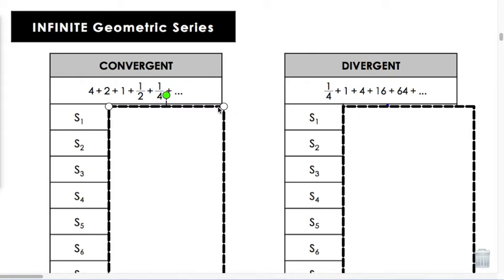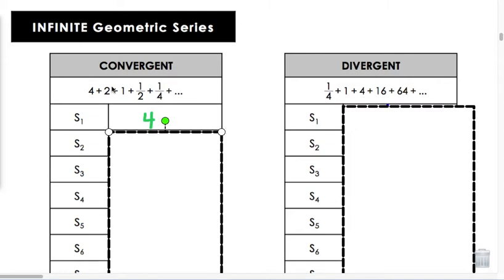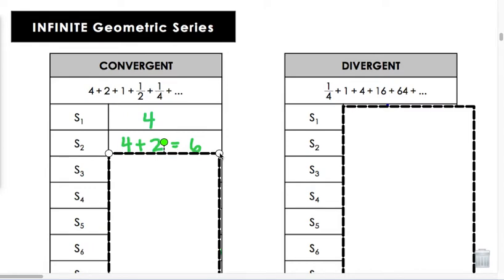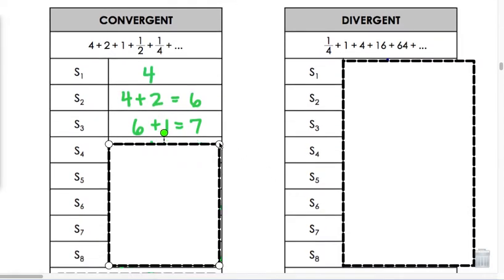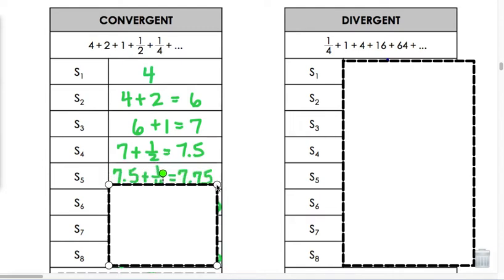Okay, and to find the sum of 1, we just know that that's 4. It's just the first term right here. S sub 2, you add the first two terms, which would give us 6. S sub 3, you add the first three terms, which would give us 7. S sub 4, you're adding the first four terms, which gives us 7.5. S sub 5, the first 5 terms, 7.75.